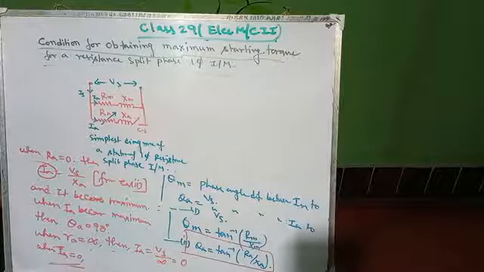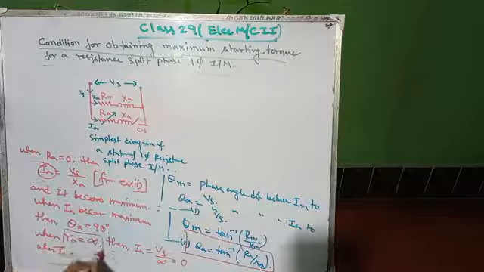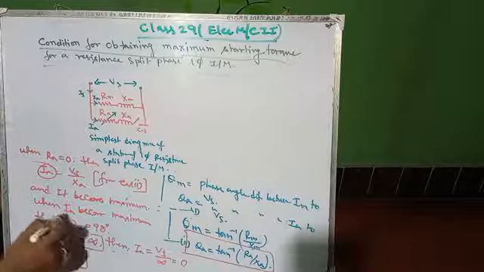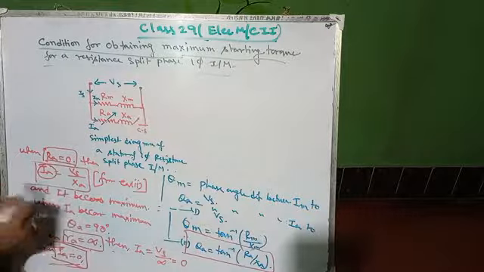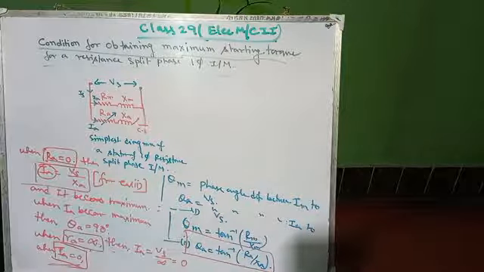So Ia equals 0. See, when Ra equals infinity, then Ia equals 0. When Ra equals 0, then Ia will be maximum. The maximum value will be Vs by Xa.